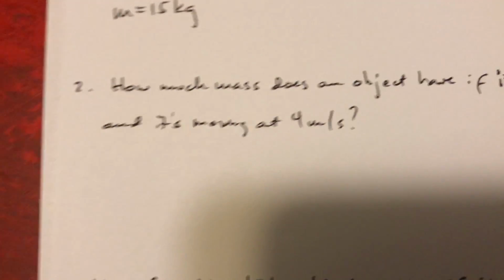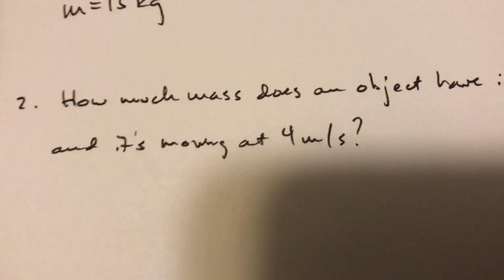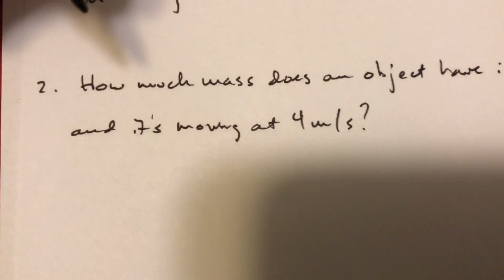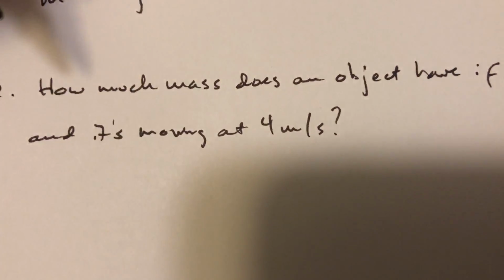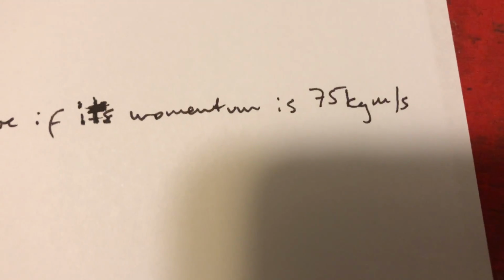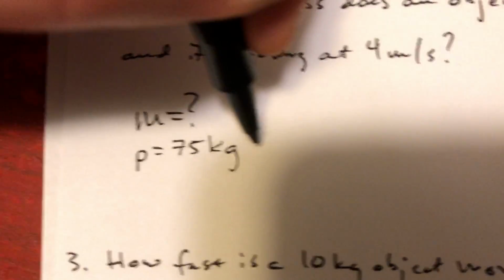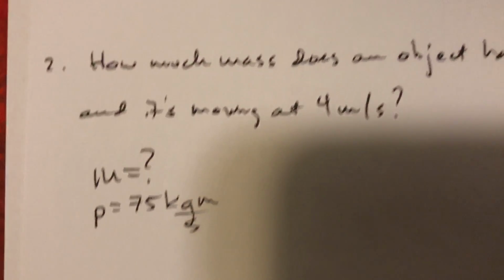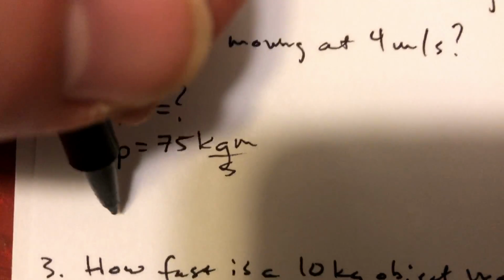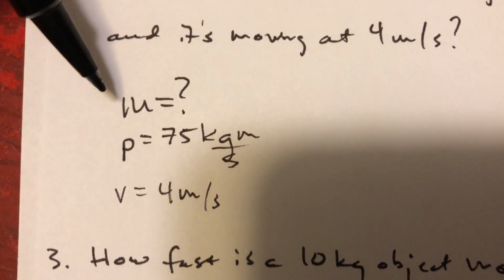All right, let's look at the next one. How much mass does an object have if its momentum is 75 kilogram meters per second and it's moving at 4 meters per second? So how much mass is the first part of this? So we go m equals question mark. It says that its momentum is 75 kilogram meters per second. So that's P, 75 kilogram meters per second. And then it's moving at 4 meters per second. 4 meters per second is a velocity.